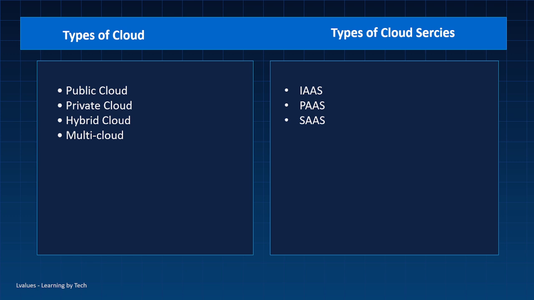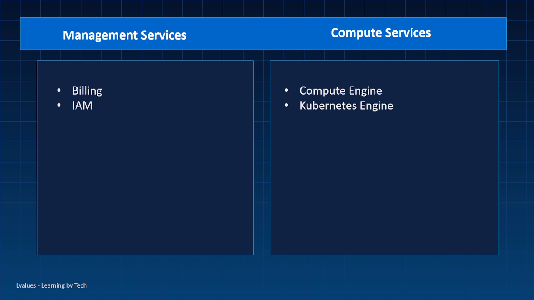Then I will cover what the types of cloud are. There are basically four types of cloud: public, private, hybrid, and multi-cloud. Then I will explain what the cloud services are: infrastructure as a service, platform as a service, and software as a service. Then this is a more important topic.